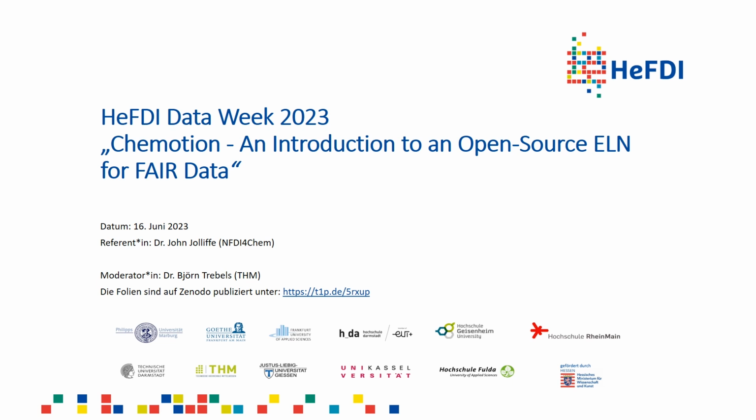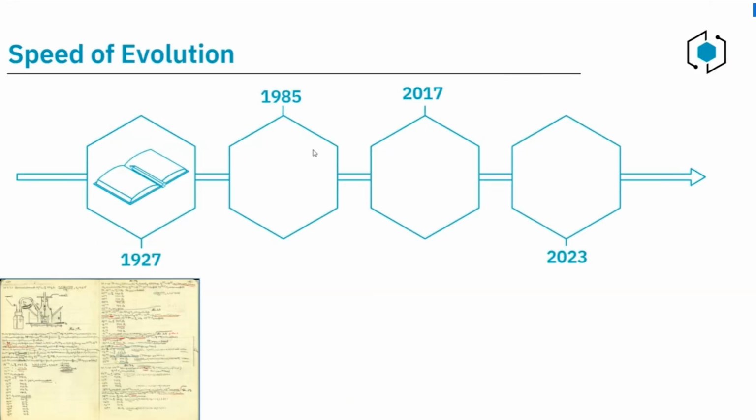So why do we do what we do? Let's look at a lab notebook from 1927. This is from an unknown chemist from the Kaiser Wilhelm Society. Let's fast forward to 1985.